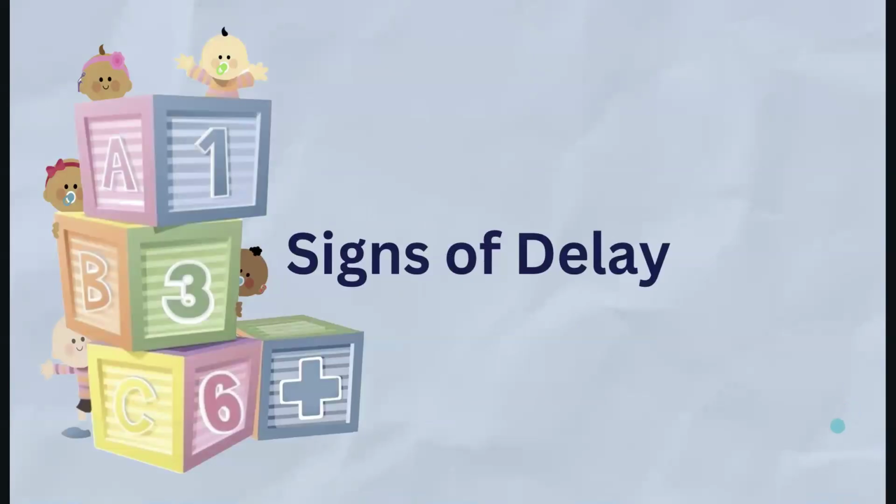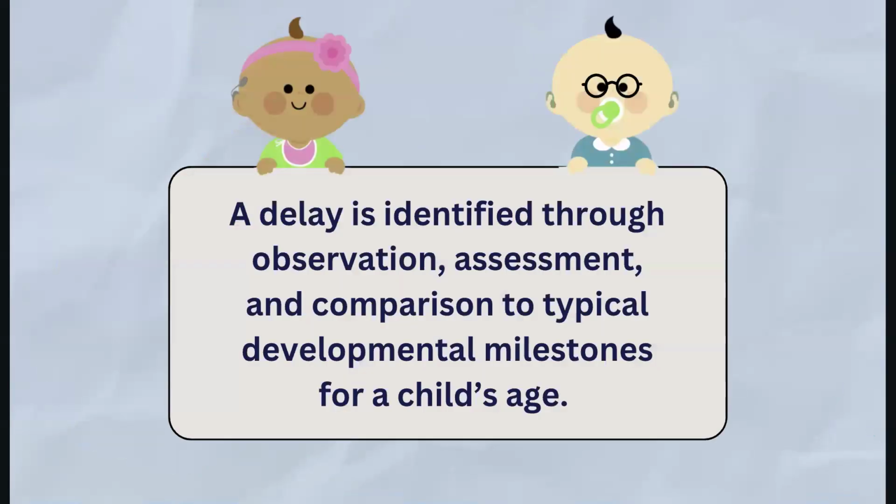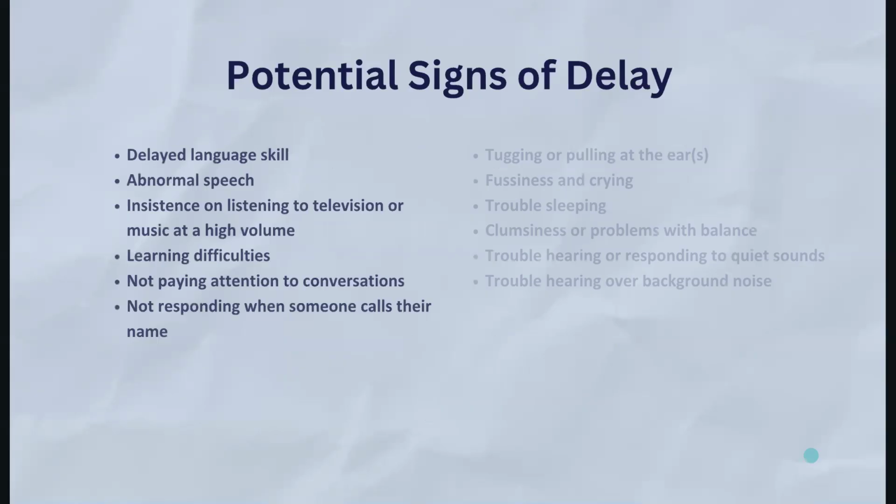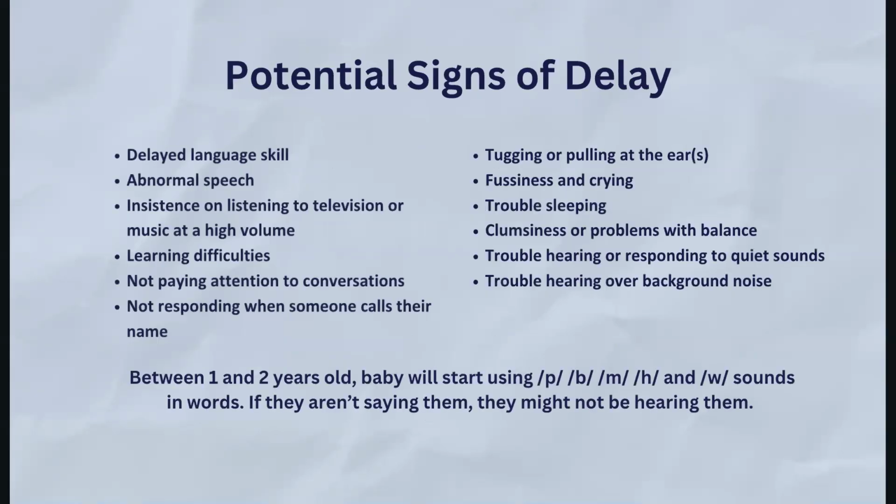Signs of delay. The delay is identified by a professional through observation, assessment, and comparison to typical developmental milestones for a child's age. Here is a list of potential signs of delay related to hearing loss. Remember, between 1 and 2 years old, a toddler will start using softer sounds such as p, b, m, and w sounds in words. If they aren't saying them, they may not be hearing them.